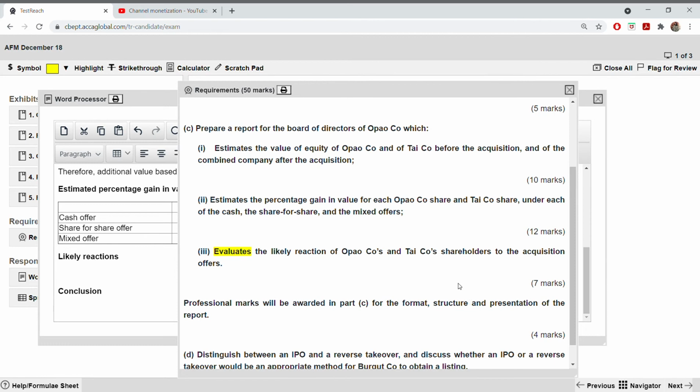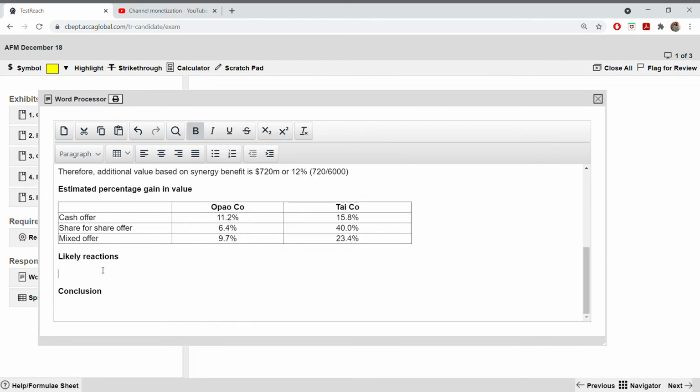Okay, and it's for 7 marks. So at least 7 points you have to give if you want to do full justice with those 7 marks. Okay, and this also, how are you going to write this answer?